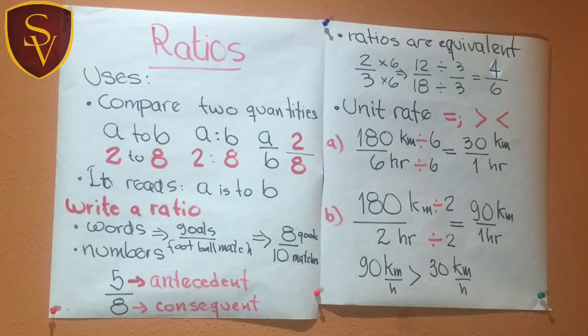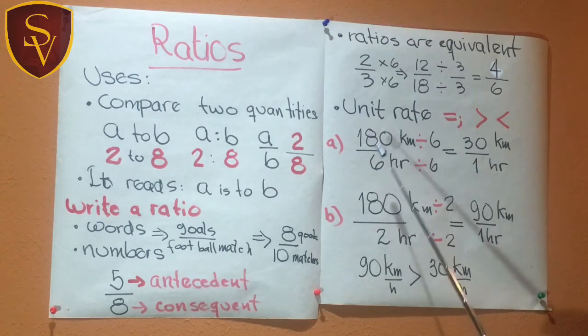It's easier to find a comparison between something where you can see the difference. But it's difficult to tell the difference between these ratios. A car that goes 180 kilometers in 6 hours, or another car that goes 180 kilometers in 2 hours. Which car, A or B, is faster?